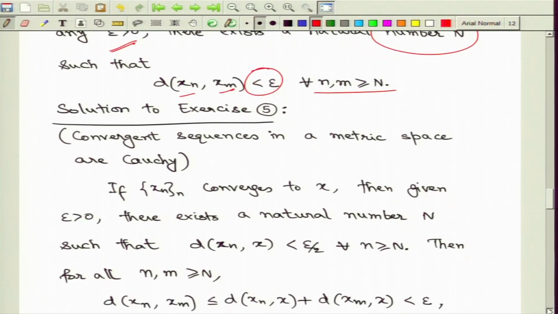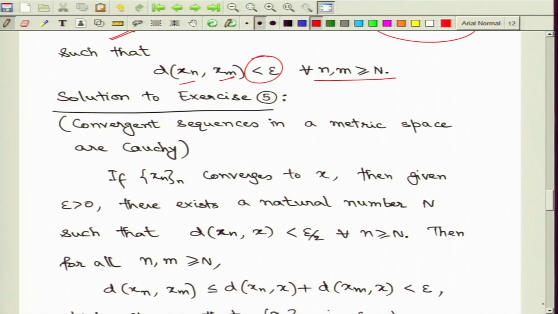Now, we discuss the solutions to exercise 5, which asks about a specific property of convergent sequences in a metric space, and the property is that all these convergent sequences must be Cauchy. So, to show this, we repeat the type of arguments that we talked about for real valued sequences.